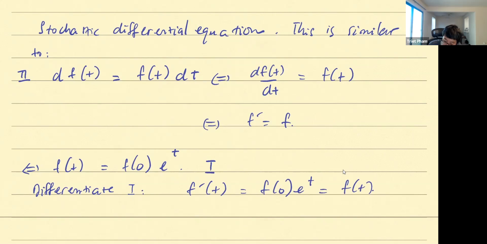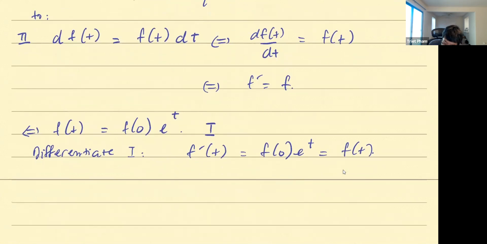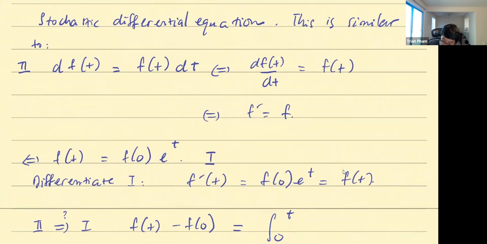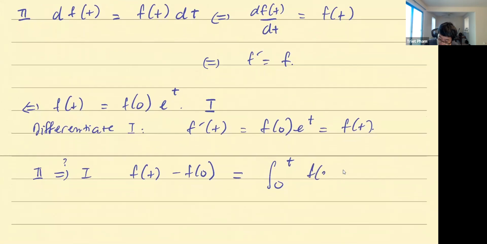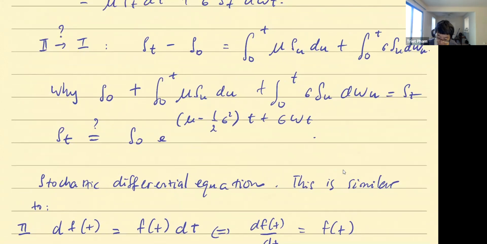But on the other hand, if you take 2 as a starting point, all you got is f of t minus f of 0 is the integral of f of s ds, which is also true, but that does not exactly recover the expression. So that's what we're observing right here.